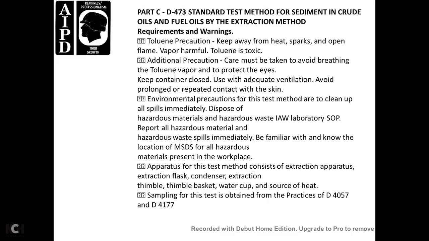Environmental precautions: with this test method, clean up spills immediately and dispose of hazardous material and hazardous waste in accordance with laboratory standard authorization procedure. Report all hazardous material and hazardous waste spills immediately. Be familiar with the known location of the material safety data sheet for all the hazardous materials present in the workplace.